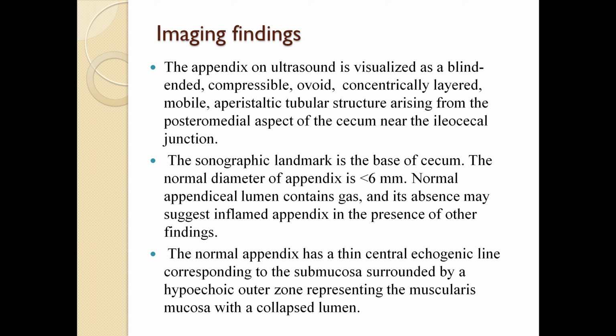So how does normal appendix look like? It has a thin central echogenic line which corresponds to submucosa surrounded by a hypoechoic layer which represents muscularis mucosa with the collapsed lumen of the appendix.